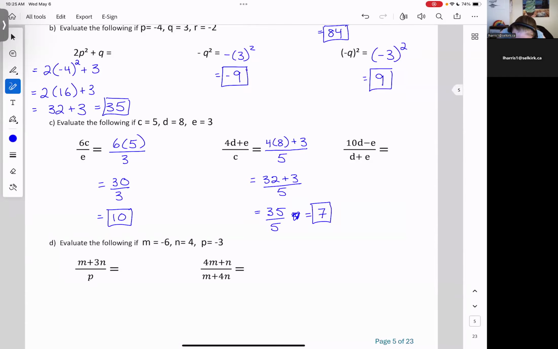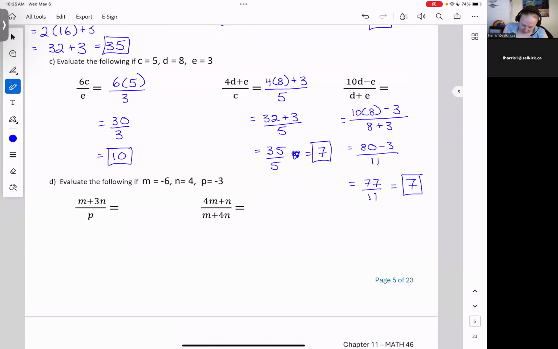Okay, and then we've got 10d, that's 10 times 8, minus e, which is 3, and that's being divided by d plus e, which is 8 plus 3. So first we're going to do above and below the bar. Above the bar we get 80 minus 3, and below the bar we get 11. So then once we do that subtraction, we get 77 over 11, which gives us 7.